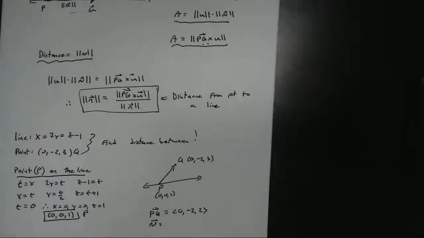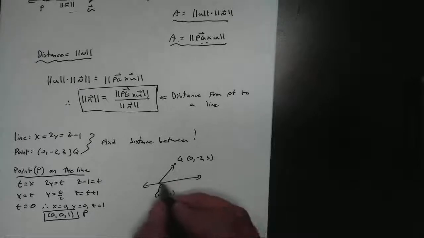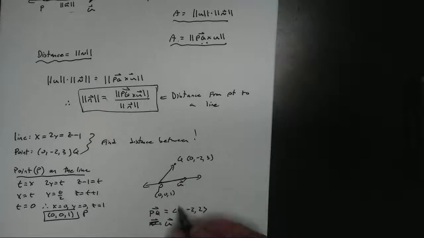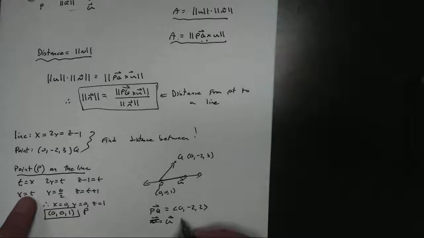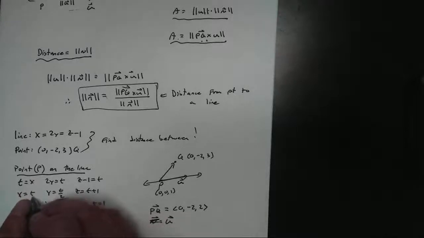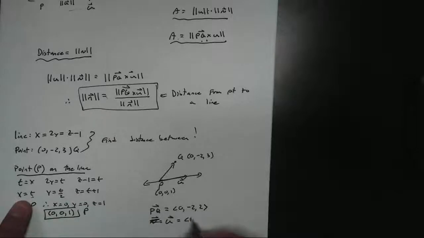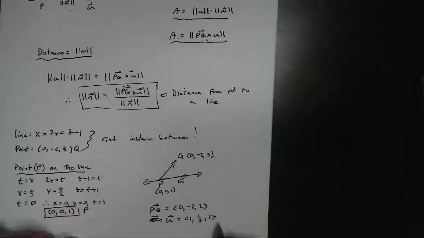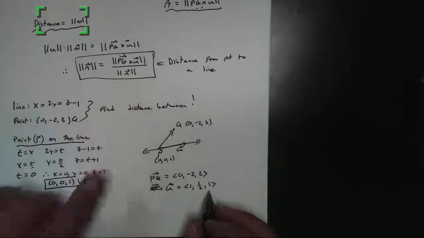Next, we need u, our direction vector. Sorry about that, I said N. To get u, that comes from our line, and I can get that from my parametric form right here. u is a direction vector, so x is changing by 1, y is changing by 1/2, and z is also changing by 1. So now we're ready to go ahead and get our distance.